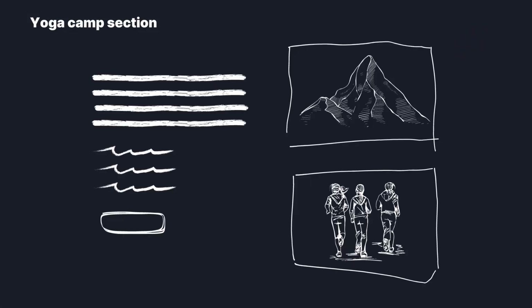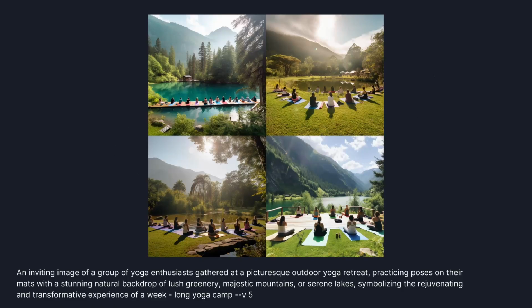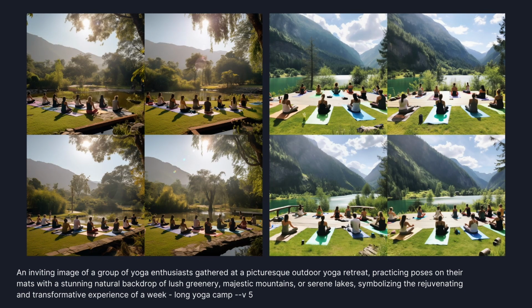Another section was for yoga camp that this studio organizes. For this part of the website, I needed 2 images illustrating previous editions of this retreat. I wanted them to feature groups of people during yoga practice, surrounded by a natural, peaceful environment. Let's see the results. I really liked the first set, especially the images at the bottom. I created more variants of those 2 and eventually picked one per each for this section.